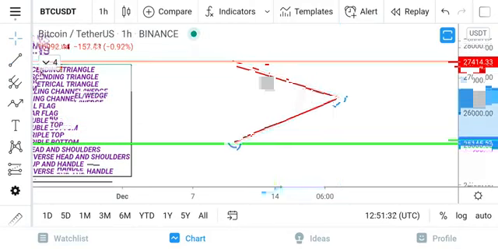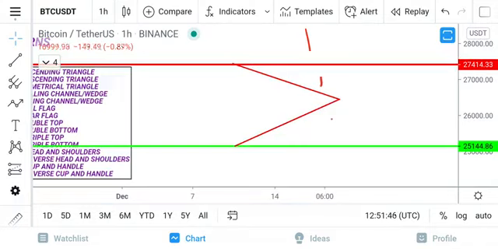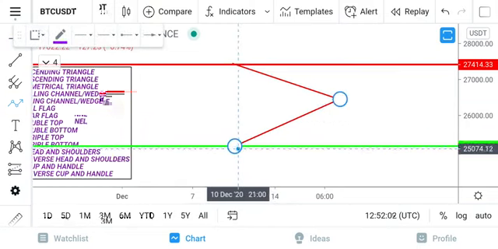So with a symmetrical triangle, the price could break towards the upside or towards the downside. That's why we call it an indecision chart pattern. It depends. If the price is in an uptrend, that means the price is above the moving averages, then you expect it to break towards the upside because that's an uptrend. But if the price is below the moving averages, you expect it to break towards the downside because that's a downtrend.